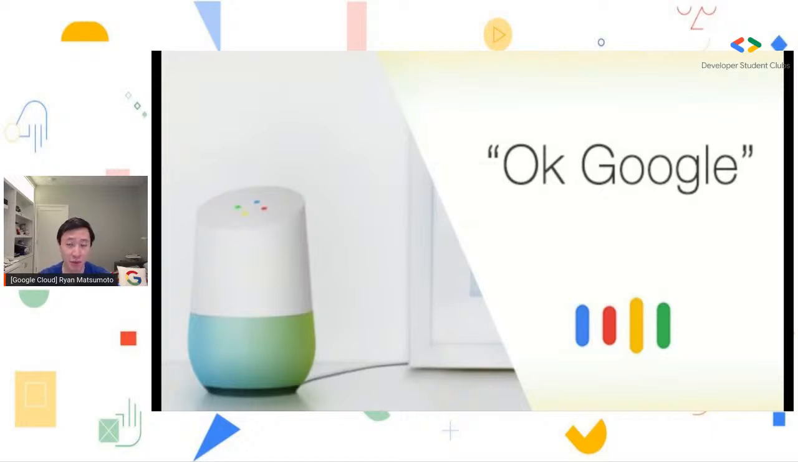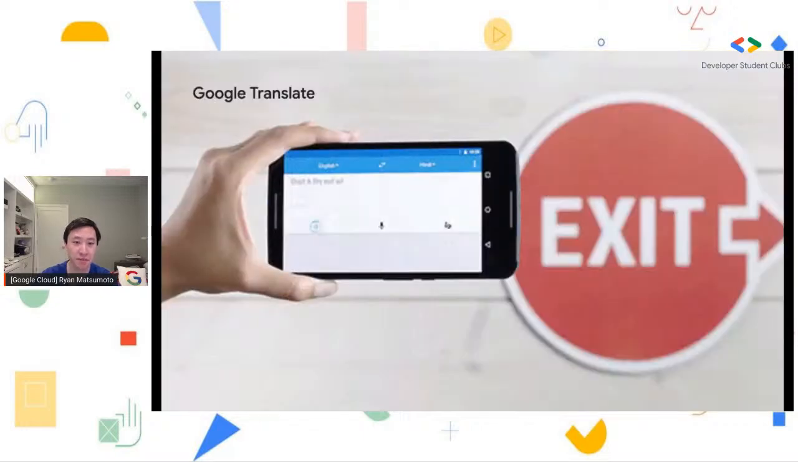Another example is with the Google Home. You can ask the Google Home to do things for you, like turn off the lights or play your favorite song. And in order for the Google Home to actually understand what you're saying to it, it has to do speech-to-text transcription. That process of speech-to-text transcription is one that is solved using machine learning.